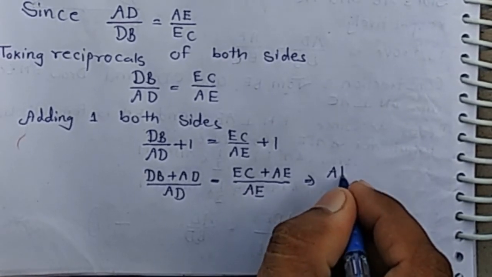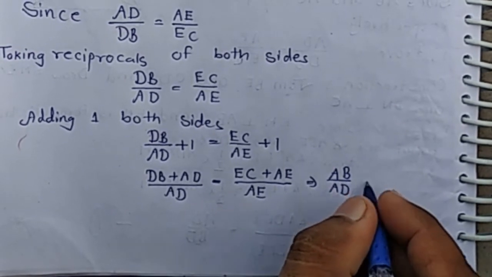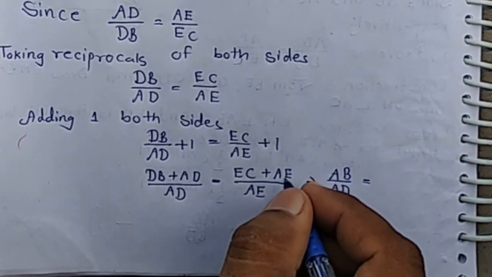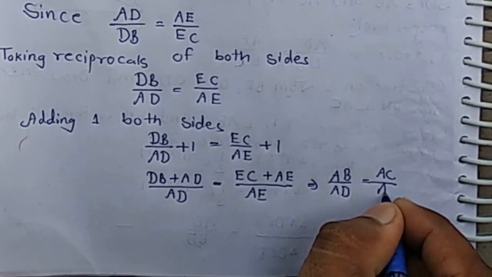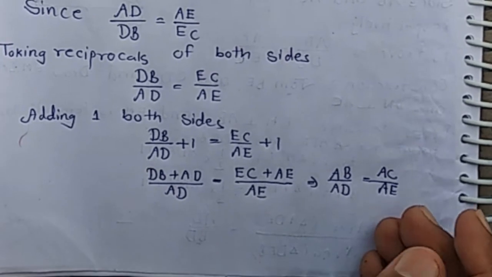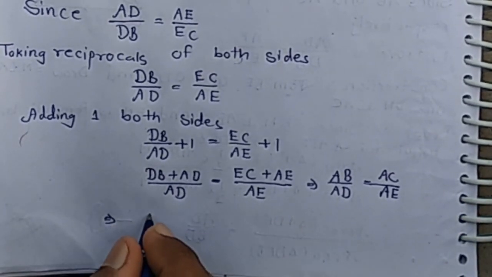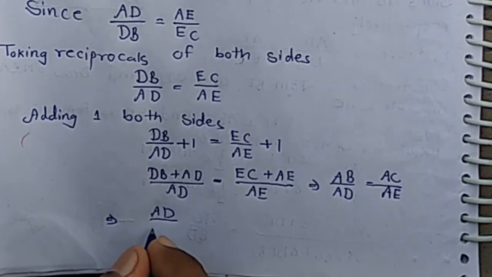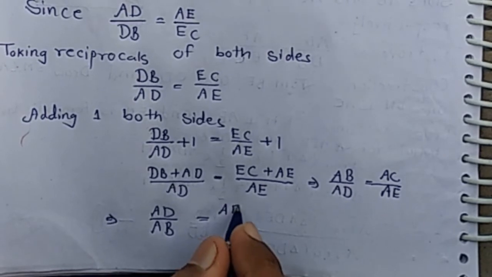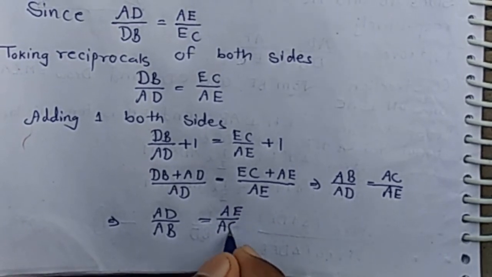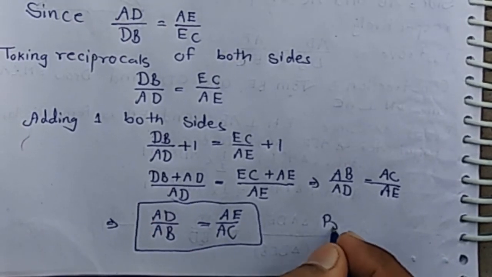Now DB plus AD is AB, so AB by AD, and EC plus AE is AC, so AC by AE. Now taking the reciprocal again, we have AD by AB is equal to AE by AC, and it is the proof of the first corollary.